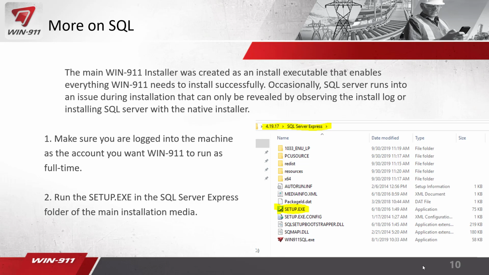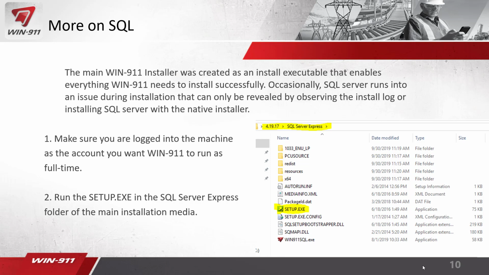And to get the maximum amount of data out of why SQL is not being installed, what you want to do is open up that installation media folder. So you can see here in the screenshot I've highlighted, for example, the 4.19.17 install folder. And there is a SQL Server Express folder underneath that. And then there's that setup.exe. Now what that does is it installs SQL Server manually with nothing to do with Win911 software. It's just SQL Server installing. And that'll give you a window into what's going on the Windows machine and why SQL Server can't install. It's going to have a little bit better logging.